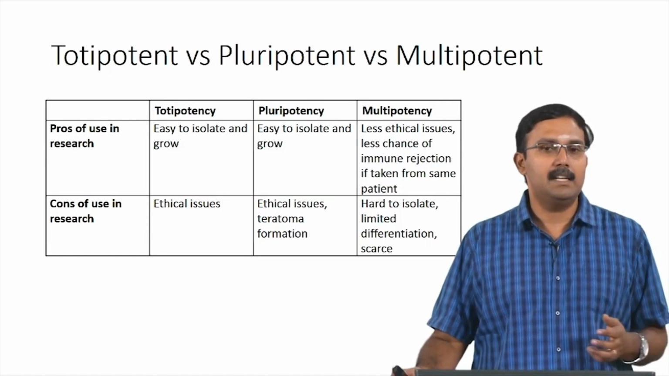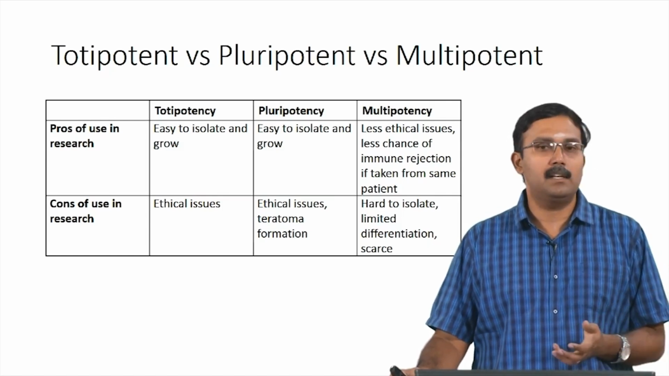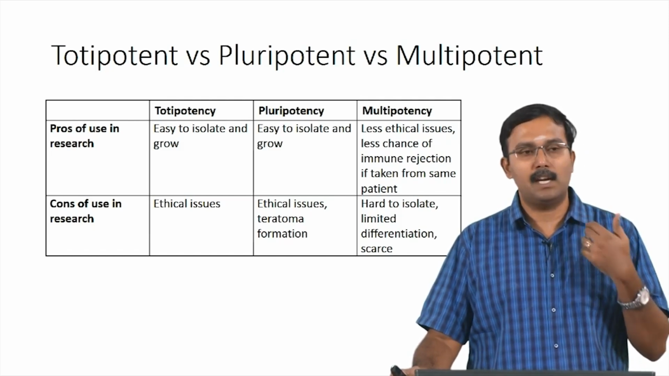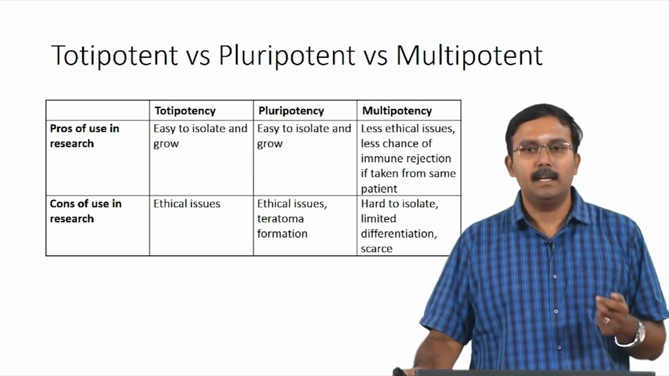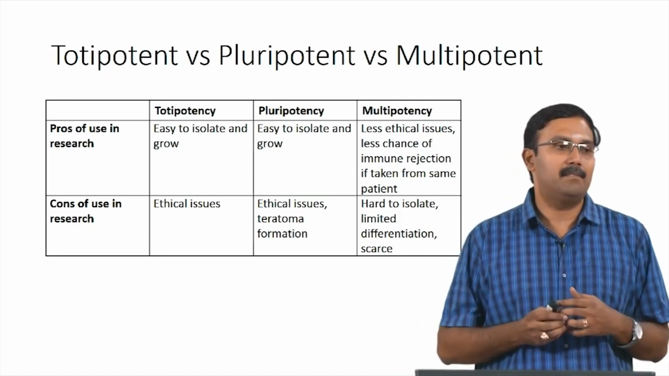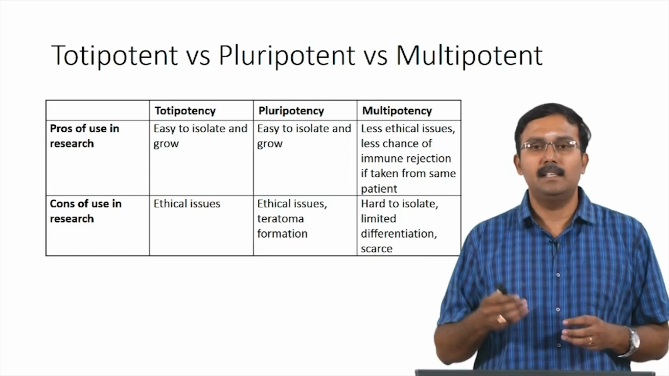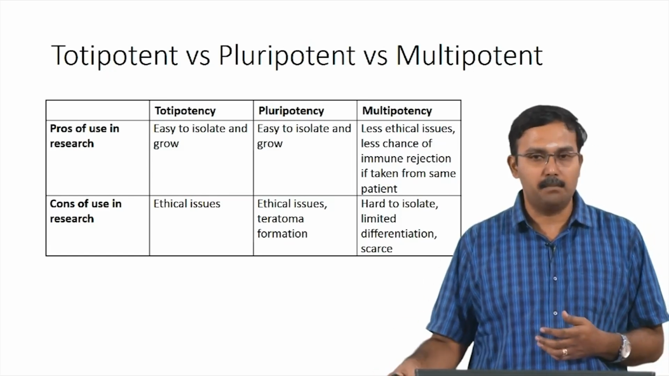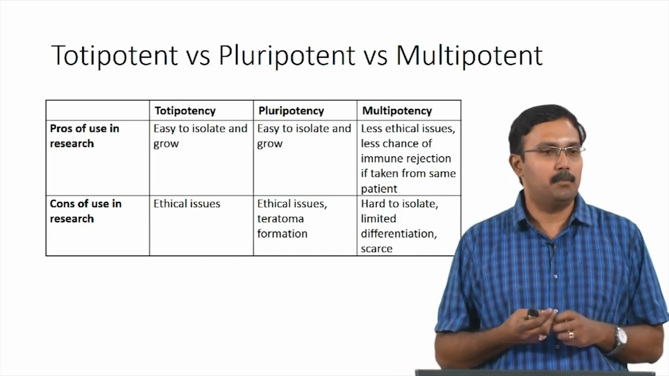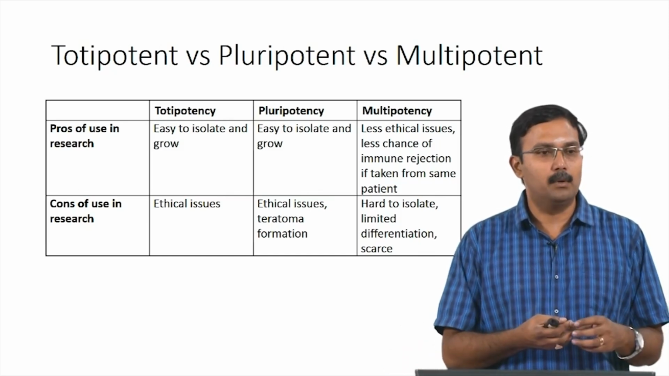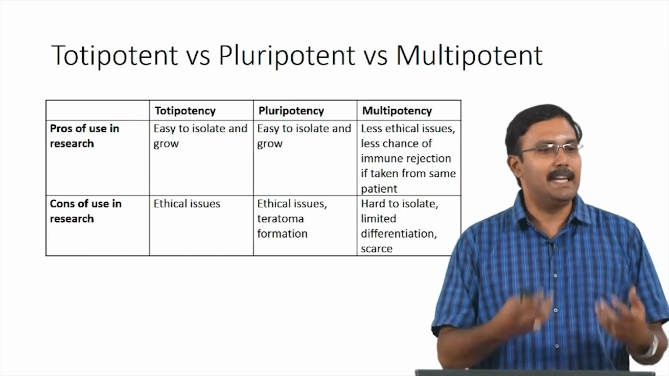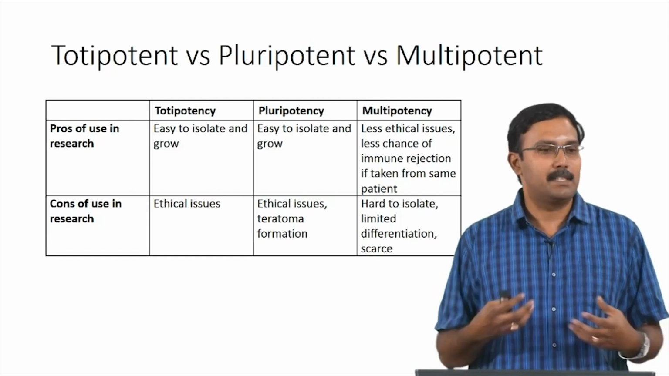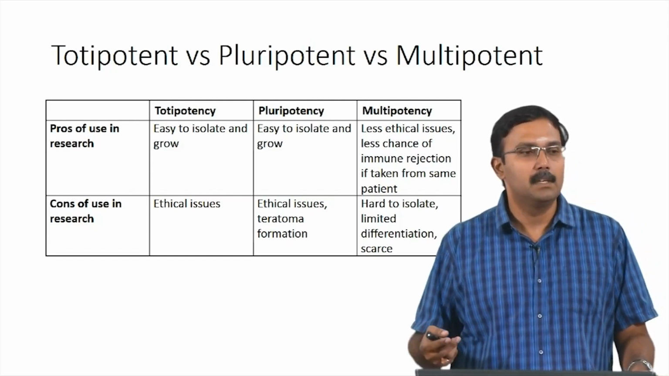So, the disadvantage with totipotent and pluripotent is the ethical issue, and with pluripotent stem cells there is also a chance of teratoma formation. Multipotent stem cells are very difficult to isolate, and they have limited differentiation, and they are not available in large numbers. So, when you aspirate blood from bone marrow, it is not very easy to get stem cells, you get only a very few stem cells for the aspiration you get. So, those are some of the problems.